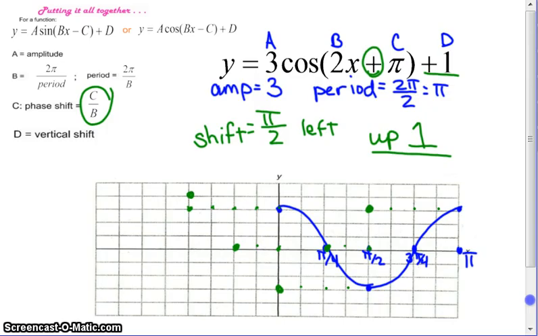So here's my first big point. I should probably do that in a different color so it stands out better. Here's my first big point. Move this one up 1. Take this one up 1. Take this next green one, move it up 1. And this last one, move it up 1. I have a lovely picture of my cosine graph, and I can continue that. I can extend that as I need to, and I've got just a great picture of what's happening here.